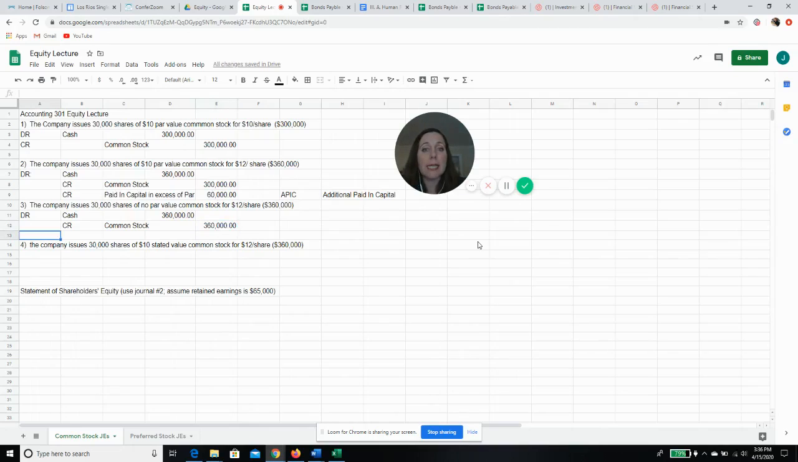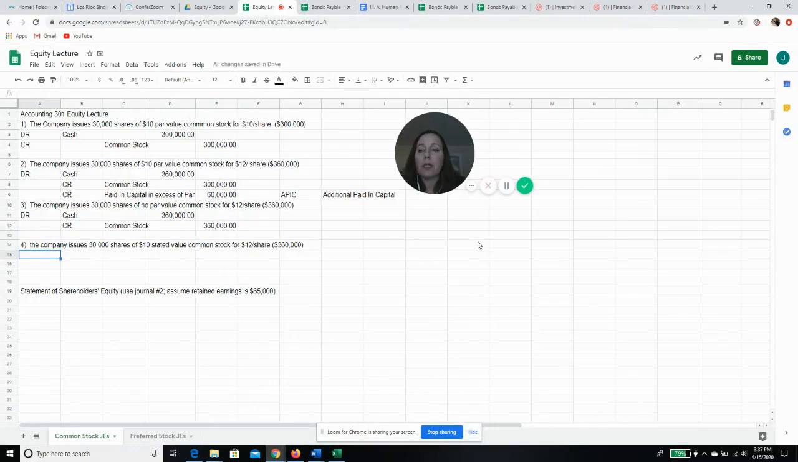Okay, so you can see that our entries look slightly different depending on whether we have a par value or no par value. Either way, we sold 30,000 shares for $360,000, but the entry looks different if we have a par value on our stock versus if we have no par value.